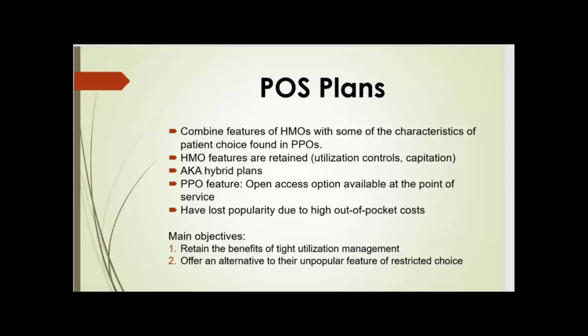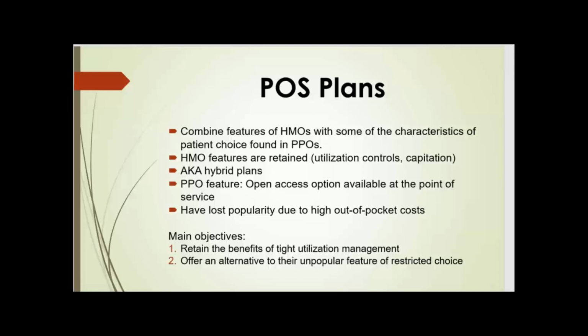A point of service plan combines features of classic HMOs with some of the characteristics of the patient choice found in PPOs. The features borrowed from HMOs are capitation or other risk-based reimbursement to providers, and the use of the gatekeeping method of utilization control. The feature borrowed from PPOs is the ability of a patient to choose a non-participating provider at the point of receiving services. However, out-of-network utilization incurs higher out-of-pocket costs.